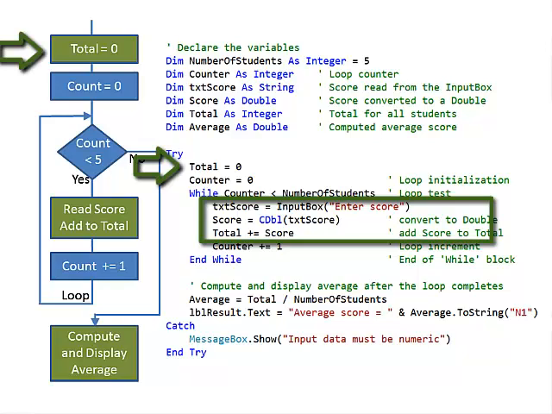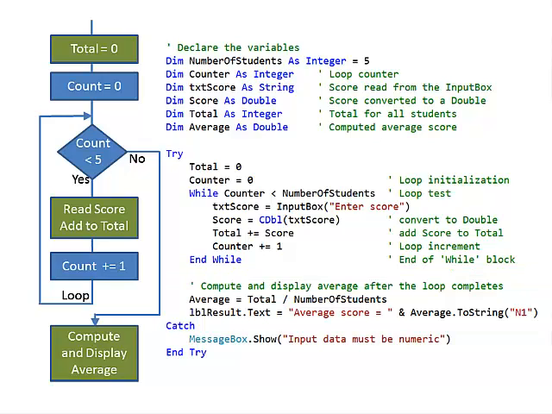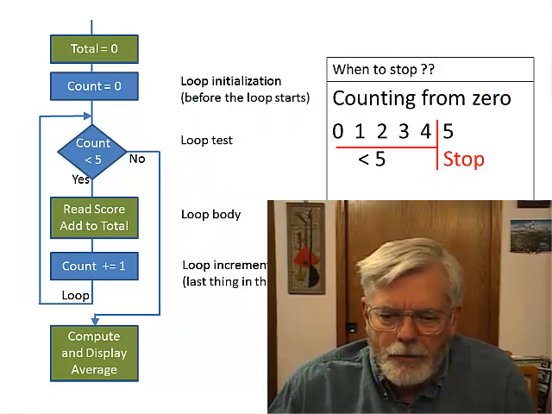Right at the top, I have the total being set to 0. Inside the loop, I'm reading the data from the input boxes and adding it to the total. And then when I fall out of the loop, I compute and display the average. The things that are in blue are the loop control. The things that are in green are the things where I input the data, compute the total, and compute the average. In this program, I'm counting from 0.